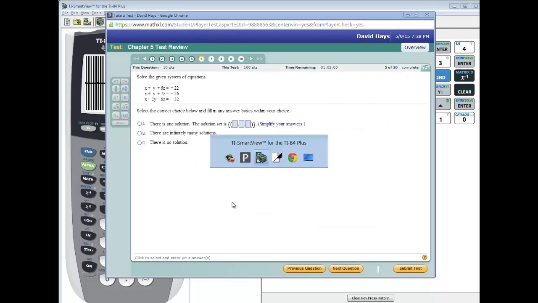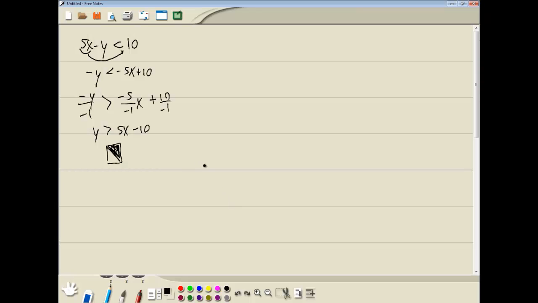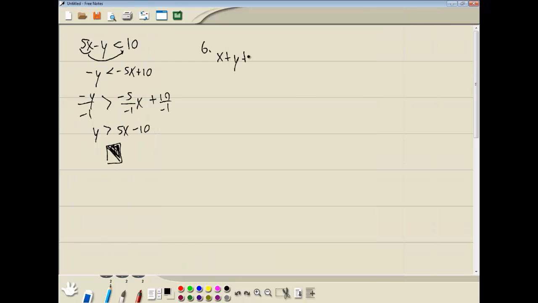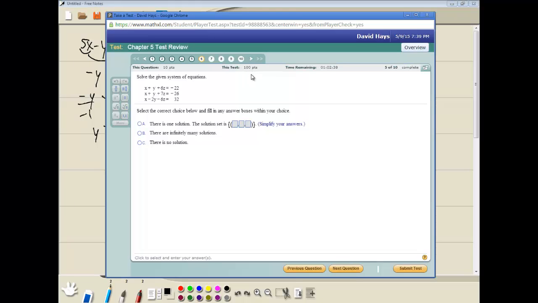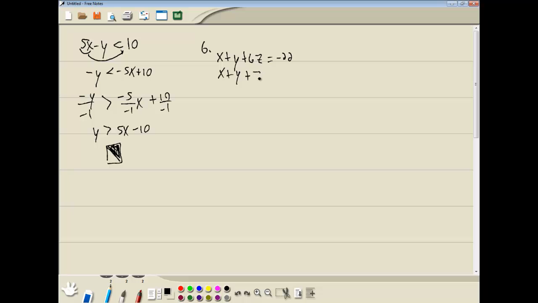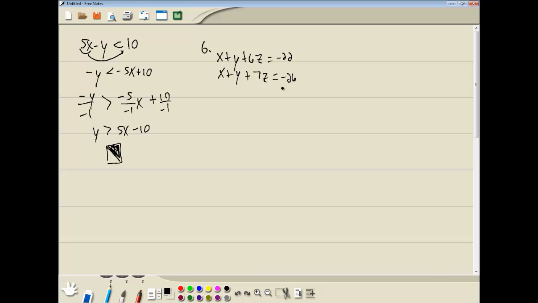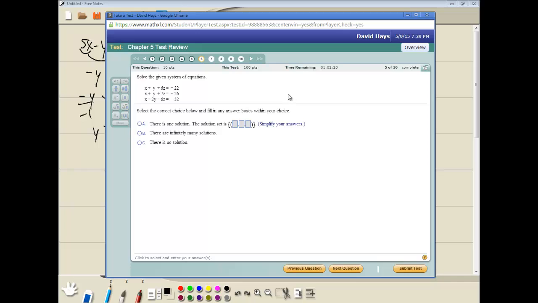Okay, so on this one, I'm going to do it 100% on the calculator. I hate these by hand. If you do them by hand, you have my sympathies. X plus y plus 6z is equal to negative 22. And x plus y, my eyes are bad, plus 7z is equal to negative 26. I need to get new glasses. X minus 2y minus 6z is equal to 32.